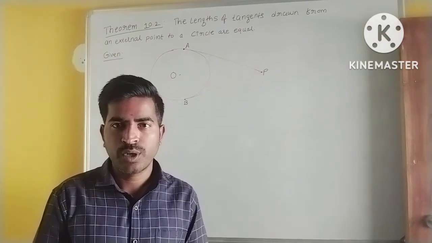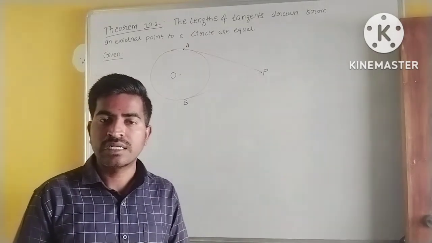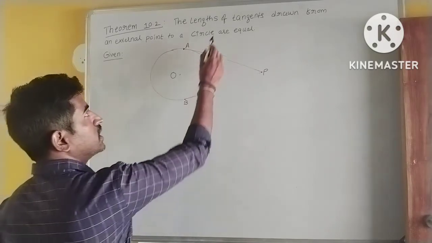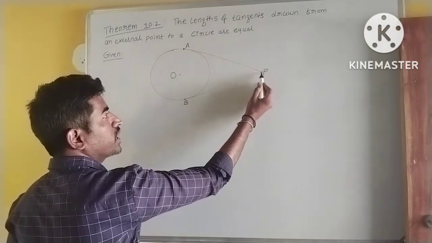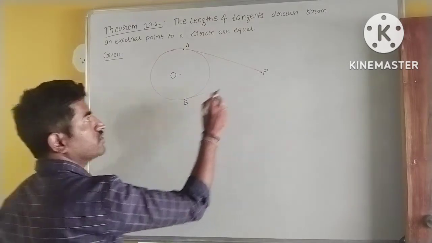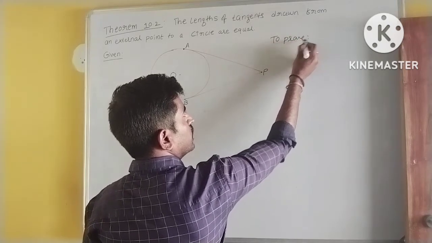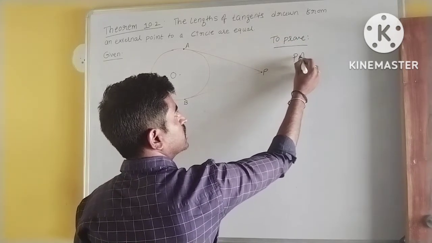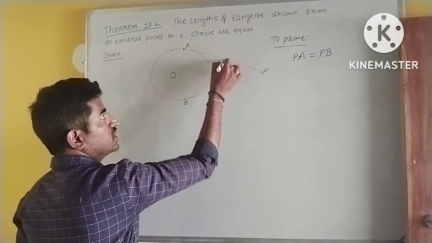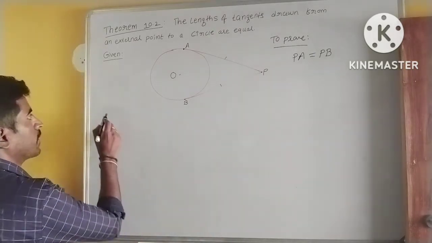Okay, here is the theorem 10.2. The lengths of the tangents drawn from an external point to a circle are equal. So here we need to prove that the lengths of the tangents drawn from the external point P to the circle are equal. That means we need to prove the length of the tangent, that is PA, is equal to the length of the tangent PB. So these two are equal, we need to prove. Okay, let us see how to prove this.